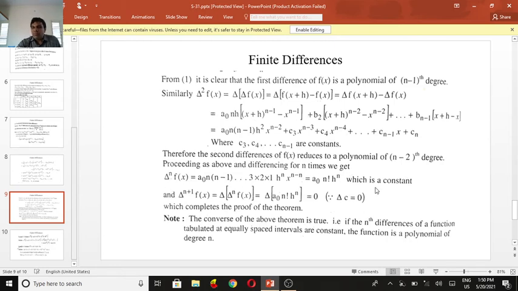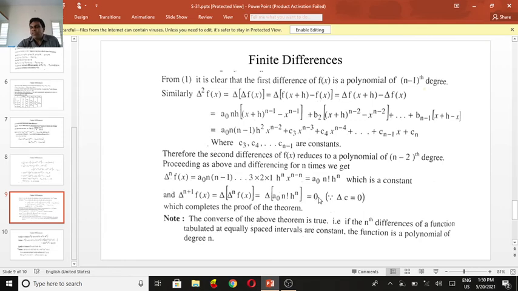Again, simply we can write this form: delta to the power of n plus 1 f of x. So delta power n f of x, we simply calculated, is a0 n factorial h power n. Apply delta of a0 n factorial h power n. So the difference is 0, since this is constant.